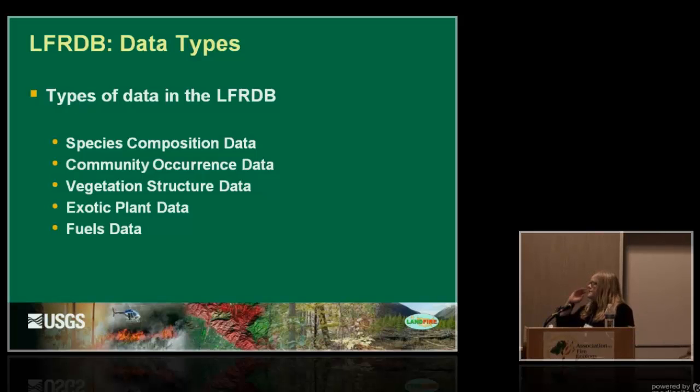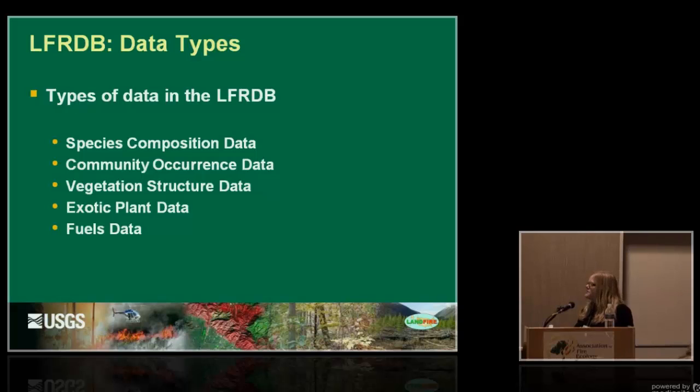Another type of data we have in there is community occurrence data. Usually these records don't have any associated species composition data, so maybe all we get is a cover type classification. If the cover type classification is significant enough, we can crosswalk it to our existing vegetation types and also use it for potentially mapping.